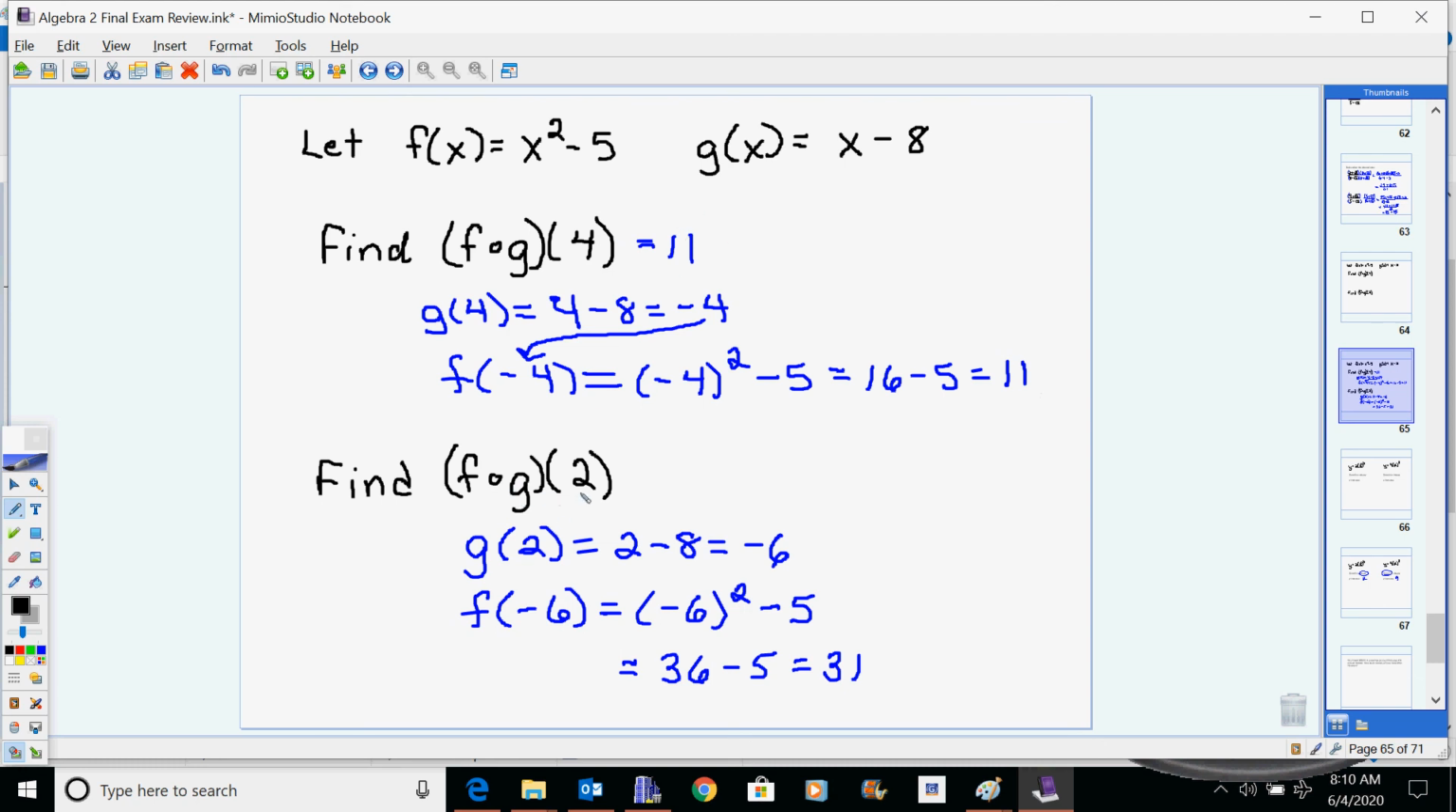Always do the one that's closest to the number first. f of g of 2, we do g of 2 first. Once you get an answer, you plug it into the f function and then simplify it down. So f of g of 2 is 31.